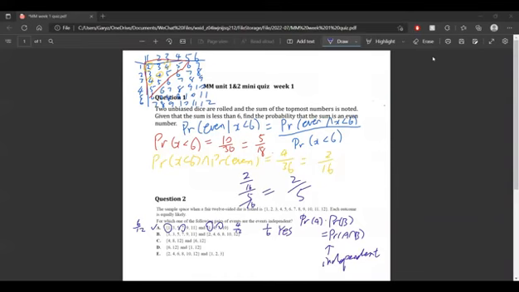So let's start. Question 1 is about conditional probability. I've written the formula here in blue, which is the probability that it's even, given that x, which here represents the sum, is less than 6. This is equal to the probability that the sum is even and the sum is less than 6, divided by the probability that the sum is less than 6.